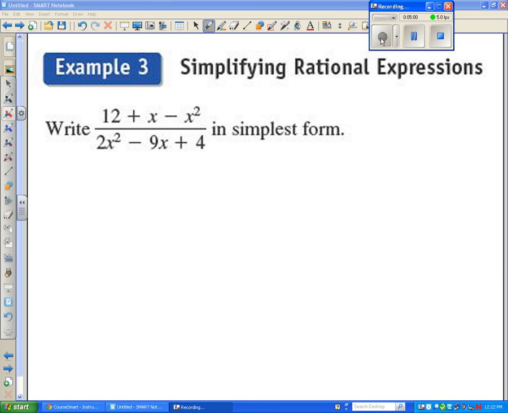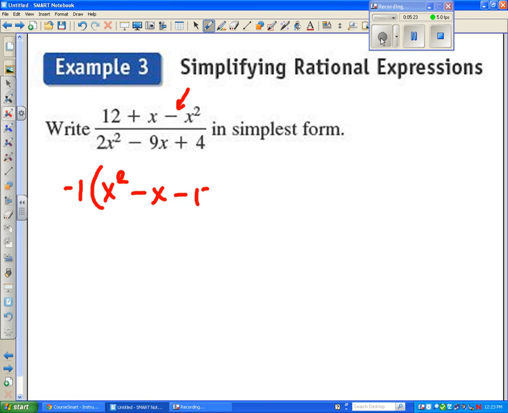Next example is a little trickier to factor. I'm going to go ahead and factor the top, and then I'm going to worry about the bottom one. Notice we're looking for two numbers that multiply to get positive 12 and add to get positive x. But the problem here is that we have a negative x squared. My personal preference is to turn that all to be negative by factoring out that negative 1. So we get x squared minus x minus 12. It just looks a little bit more of a familiar form for me.